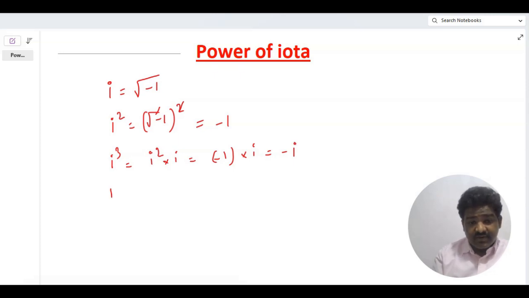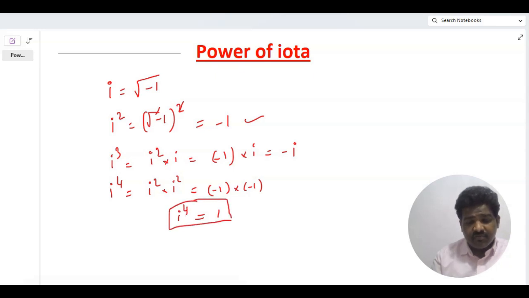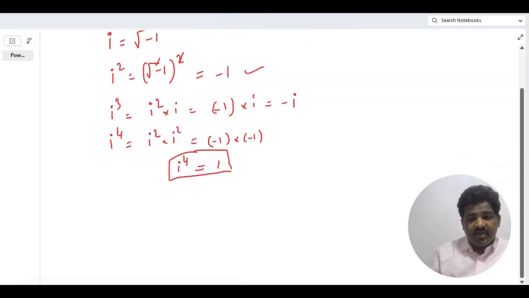Next, we will see one interesting pattern after finishing i to the power of 4. I power 4, I am writing as i power 2 into i power 2. You know very well i power 2 means -1. That means -1 into -1, minus of minus is plus 1. So i to the power of 4 equals 1. Okay. So i to the power of 5, i to the power of 6, i to the power of 7, i to the power of 8, and so on.